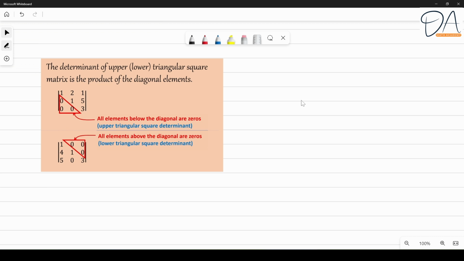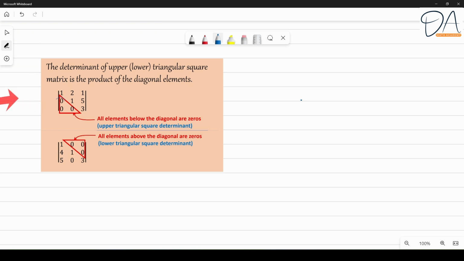First, the determinant of a triangular square matrix is the product of the diagonal elements. What's a triangular matrix? A triangular matrix is a matrix where all the elements below the diagonal are 0 or all the elements above the diagonal are 0. And in both cases, the determinant will simply be the product of the main diagonal.